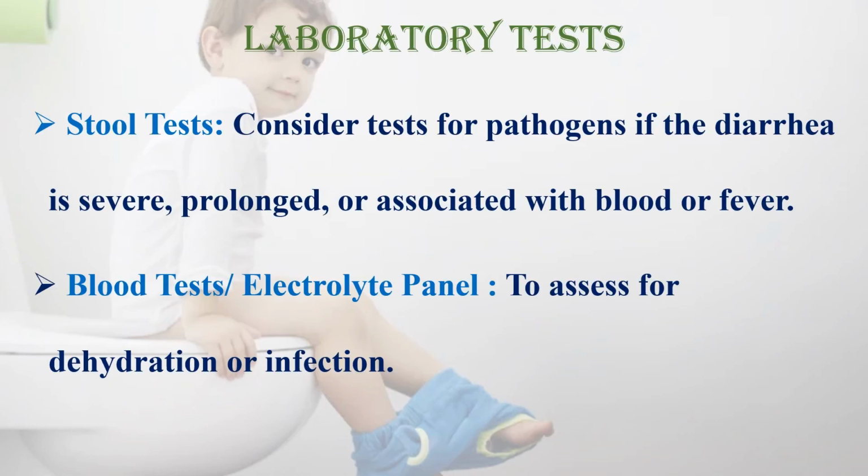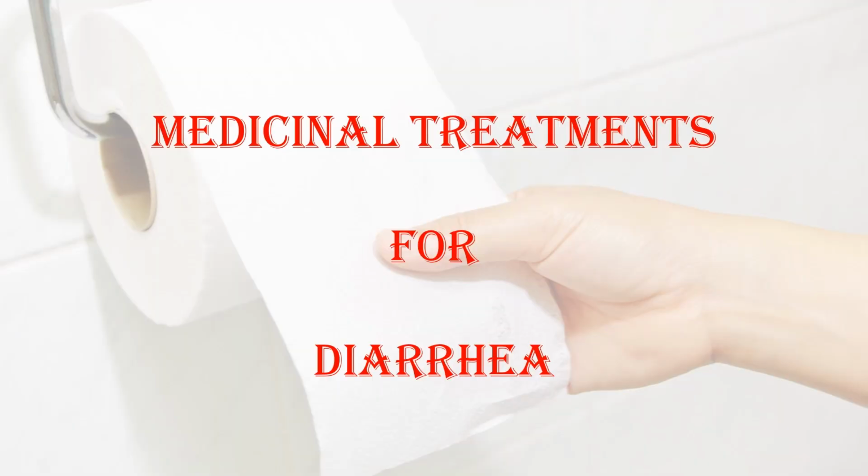Next one, laboratory tests used for identification of diarrhea. First one, stool test. Consider testing for pathogens if the diarrhea is severe, prolonged, or associated with blood or fever. Next one, blood test or electrolyte panel to assess for dehydration or infection. Next one, medicinal treatment for diarrhea.